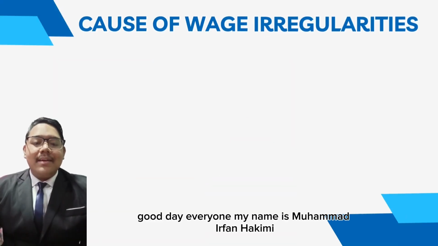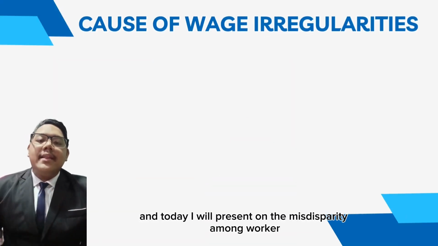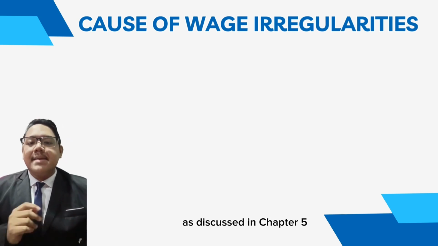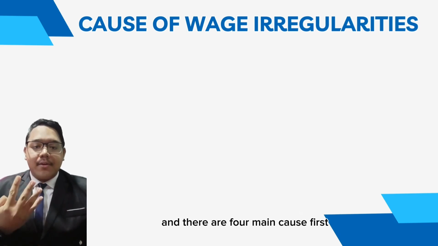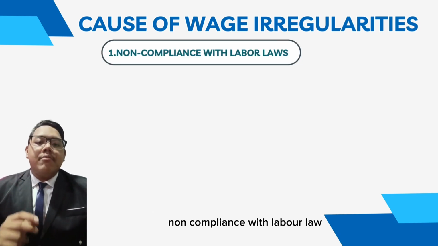Good day everyone, my name is Mohamad Hakimi and today I will present on the wage discrepancy among workers as discussed in Chapter 5. Wage irregularity occurs when employees are not paid fairly or accurately, and there are four main causes. First, non-compliance with labor law.